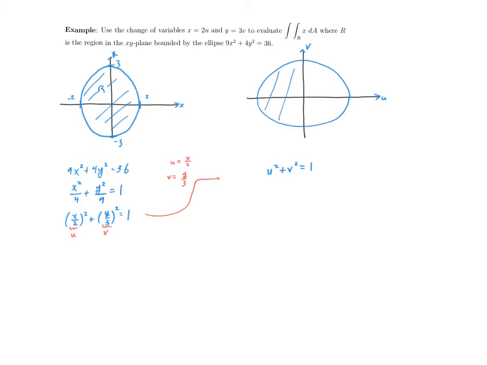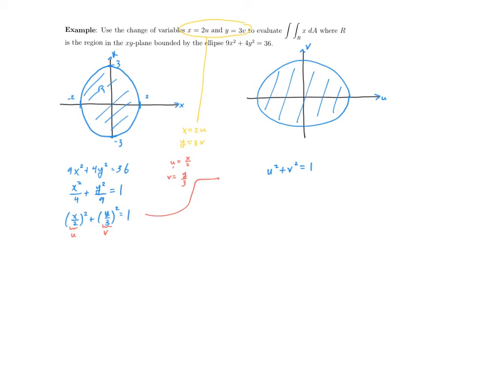And when it comes to evaluating double integrals, the ideal regions of integration would be things like rectangles, which we dealt with in the previous example, or circles, like the example that we currently have. Now note, this is precisely the change of variables that we started with. If you have x is equal to 2u and y is equal to 3v, that is equivalent to solving for u in terms of x or v in terms of y.